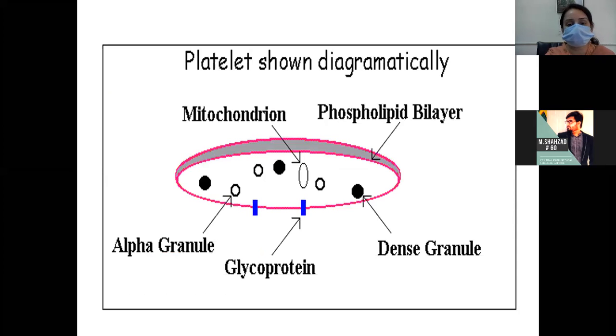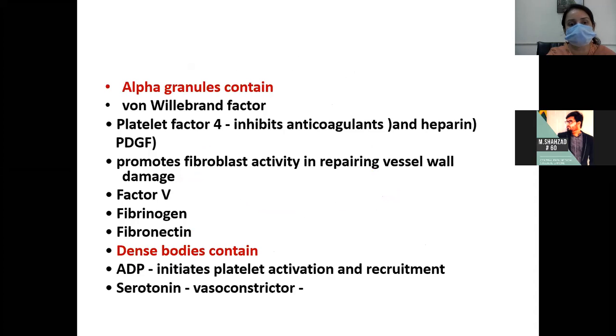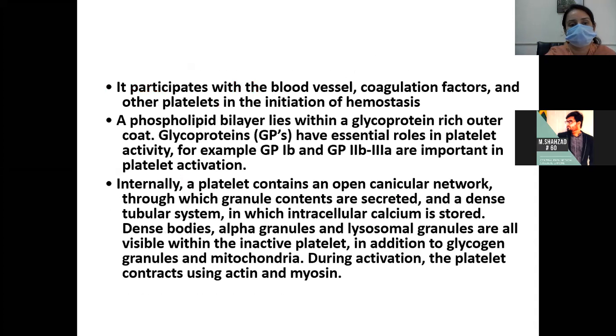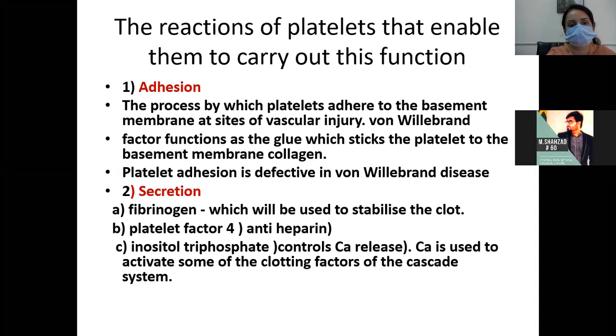As you can see, it contains a mitochondrion, phospholipid bilayer, dense granules, glycoprotein and alpha granules. This is a basic platelet diagrammatically, and it contains the different things as I have already told. It contains alpha granules, dense bodies. Okay, next, what are the functions that a platelet can perform in our body?